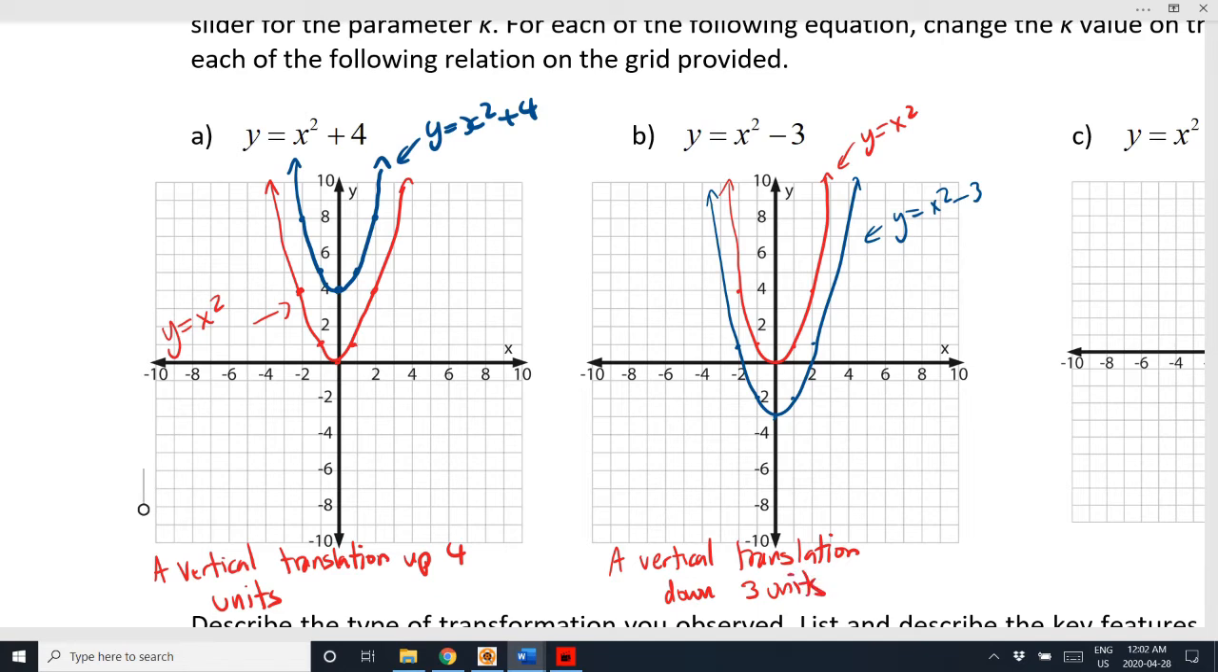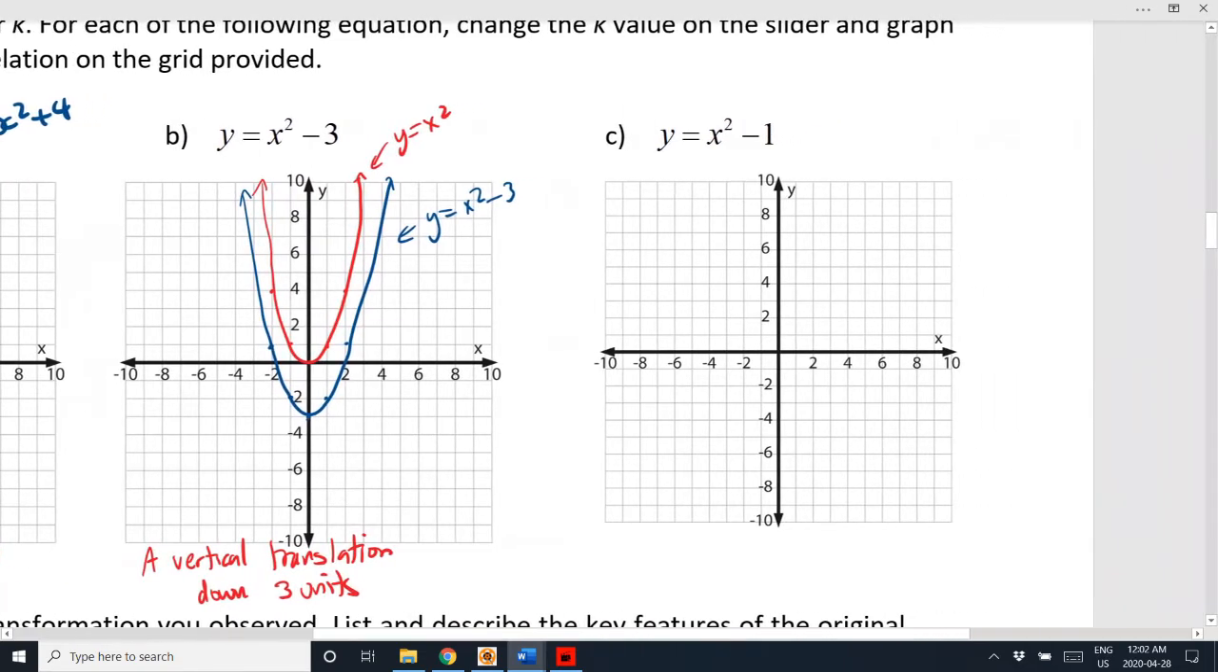So I think we got the hang of this. Let's try one more example, but this time we won't do it in Desmos. We'll just try it straight here. So let's move over here. So example C. And again, let's start by plotting the points of our parent function.